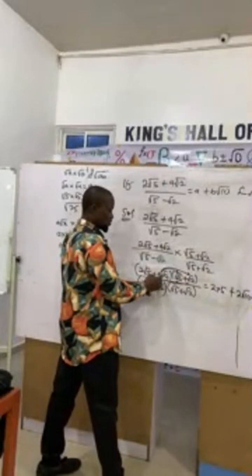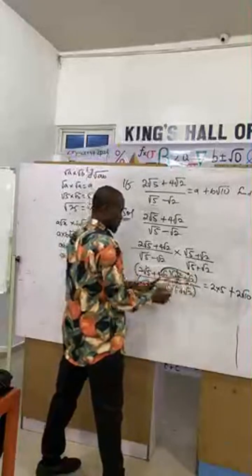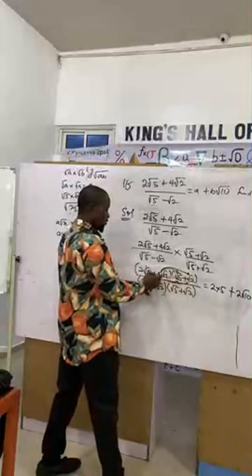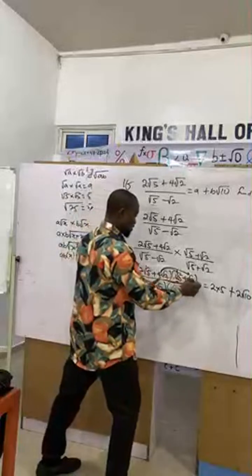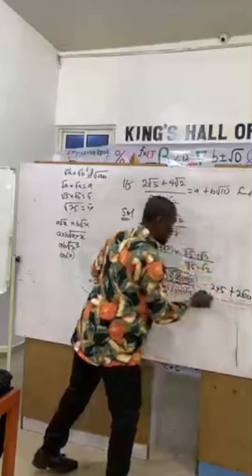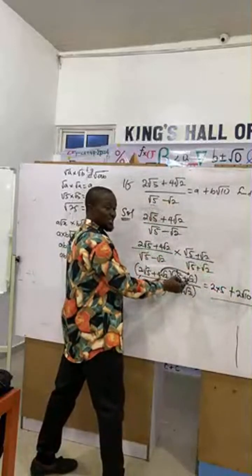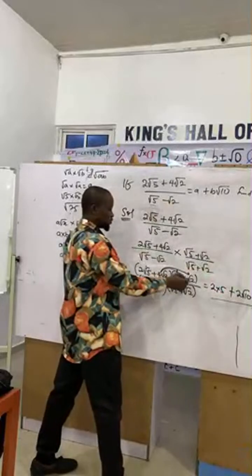4 root 2 times root 2. That will be 4 times 2. That's 8. 4 root 2 times root 2 will be 4 times 2. Why is it 4 times? Because 4 times this invisible one here is 1. Then root 2 times root 2 is 2.